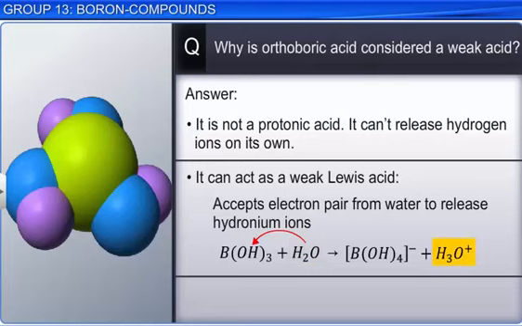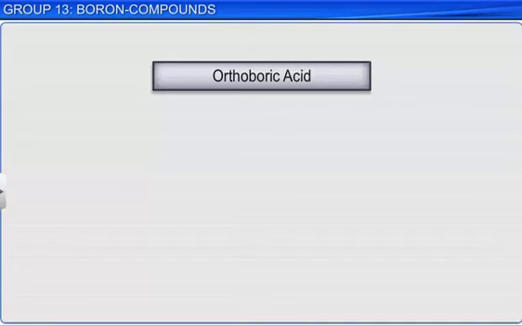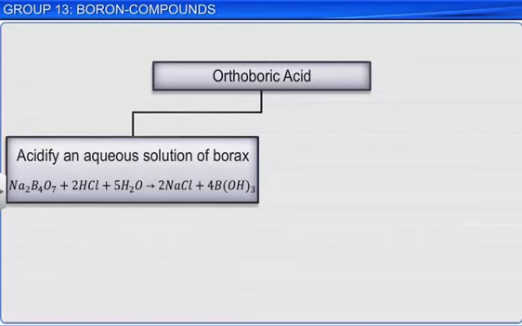Since it is a weak acid, the Ka value of orthoboric acid is very low, of the order of 10 to the power minus 10. There are mainly two ways to prepare orthoboric acid. One way is to acidify an aqueous solution of borax. The balanced equation is given here.